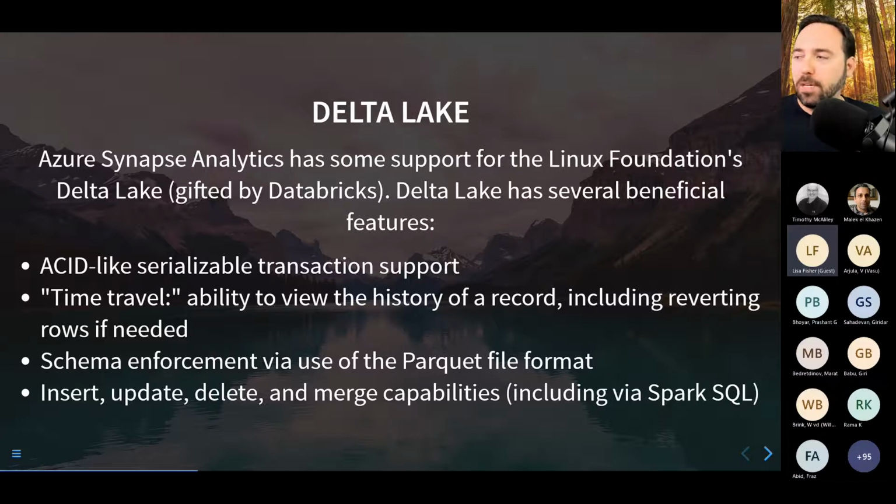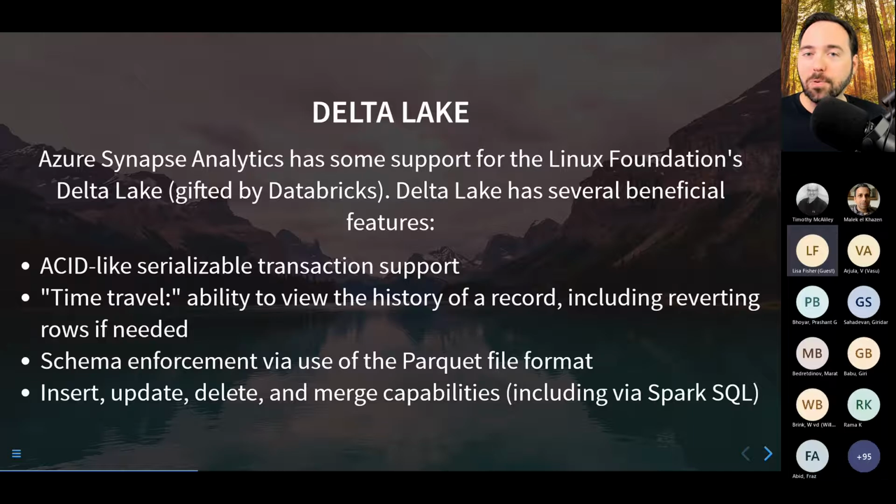You have schema enforcement via use of the Parquet file format. So Parquet has a lot of structure available to it, making it better than comma-separated values in many cases, because it has metadata that includes column names, column structures, numbers of rows, numbers of columns, other information that would be useful for a lot of different types of analysis. And we'll see how that can save us money in the long run as well. And Delta Lake also gives, through Spark, the ability to insert, update, delete, and merge. So you can also use that via Spark SQL.